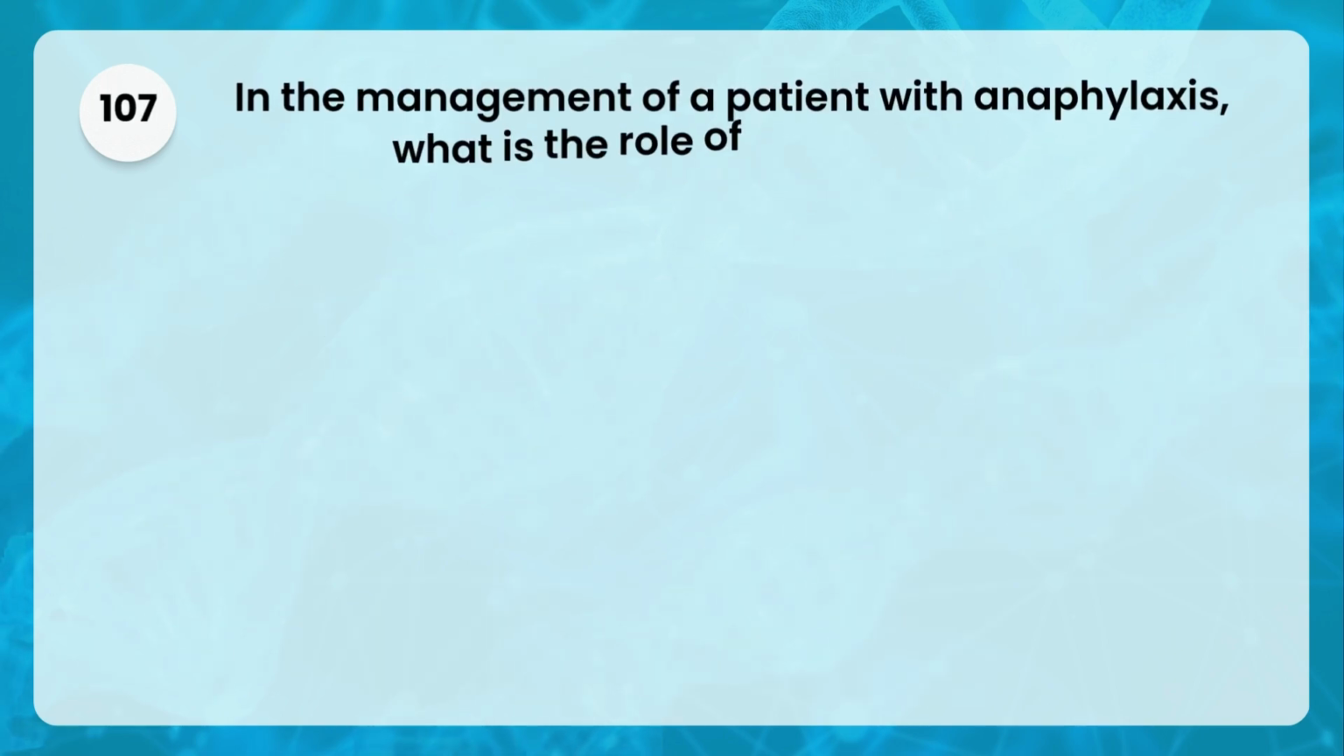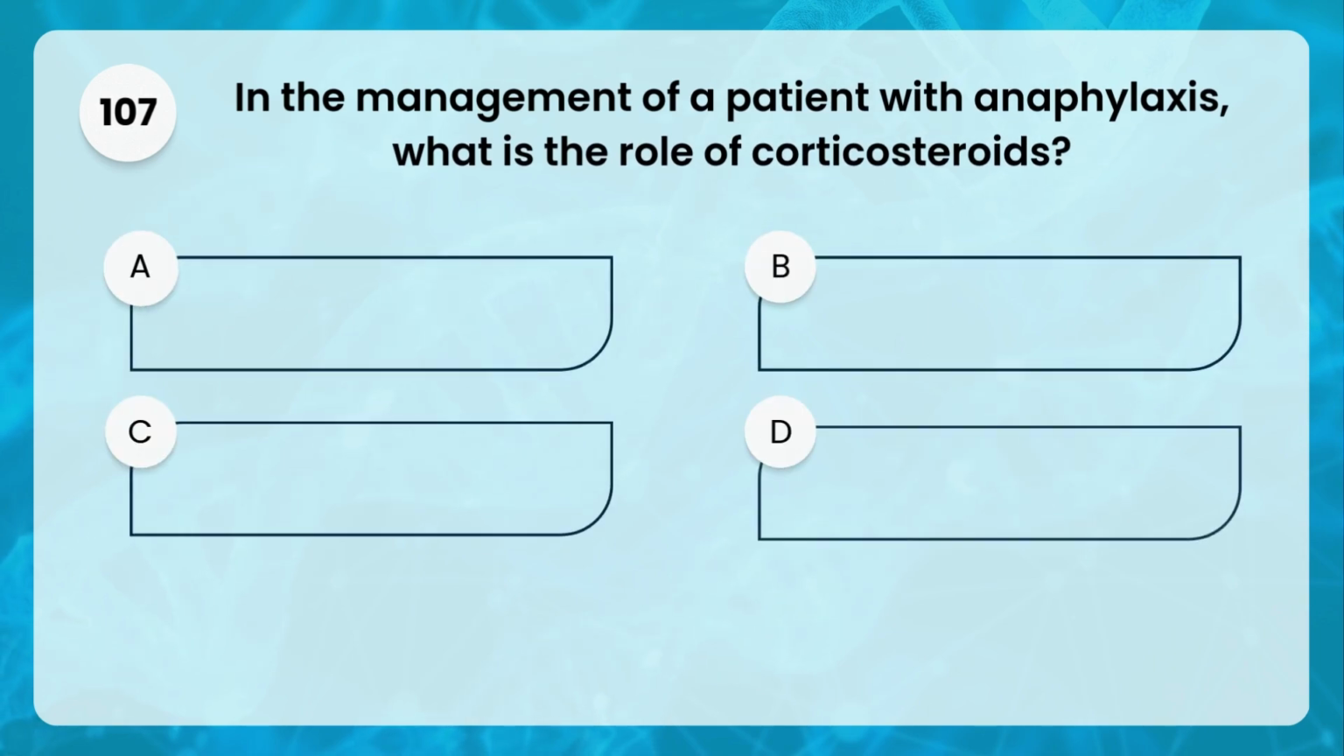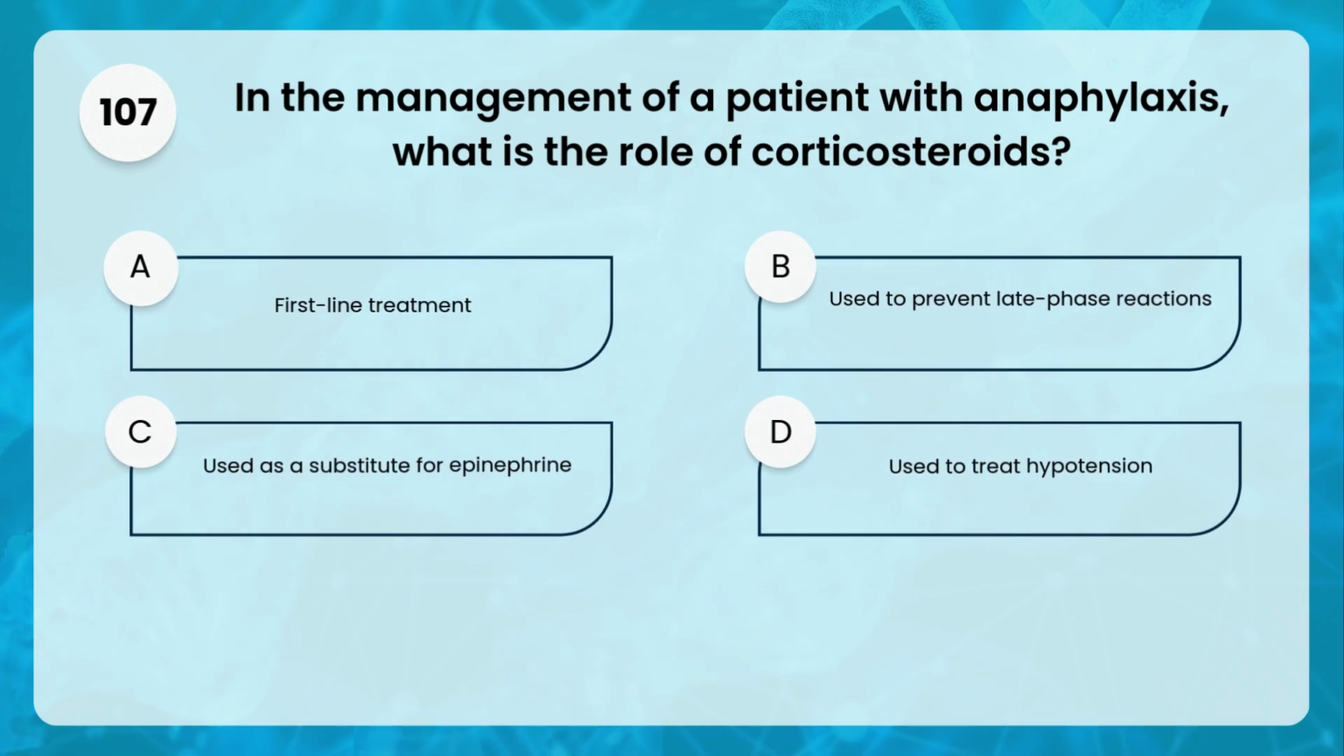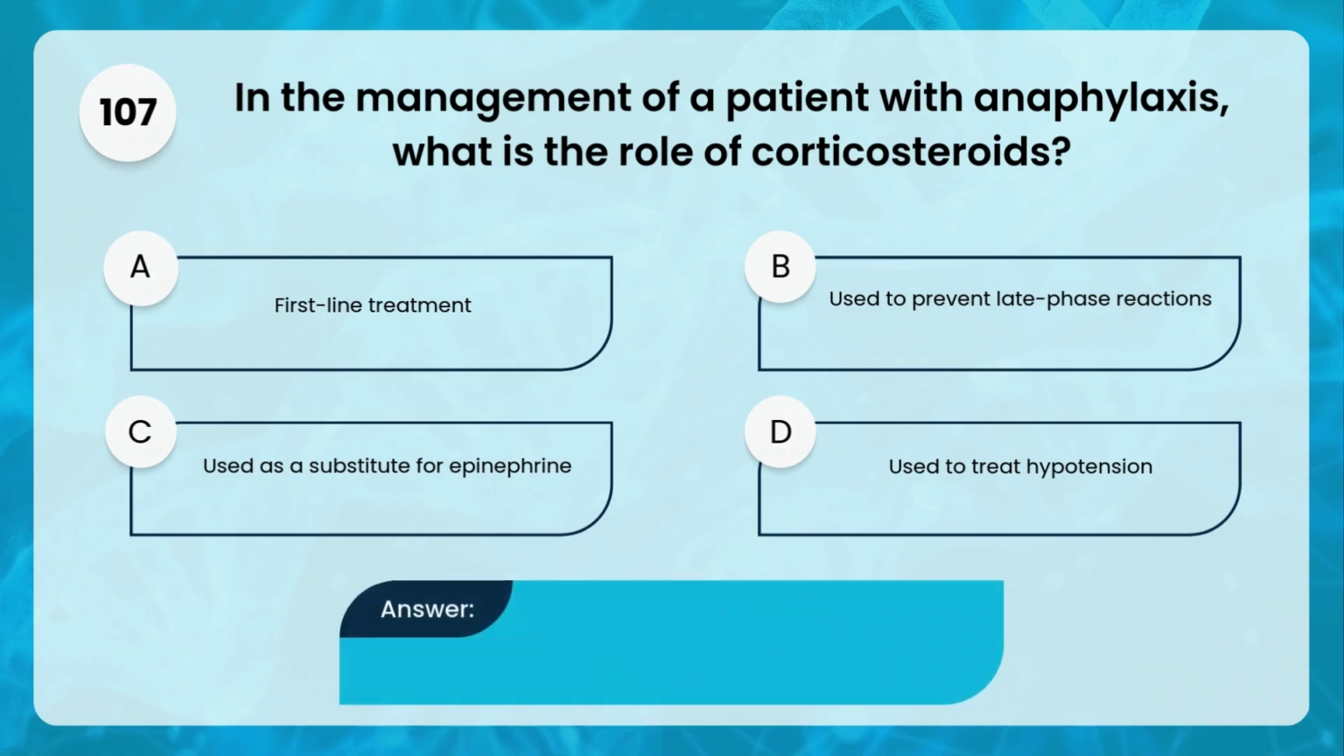107. In the management of a patient with anaphylaxis, what is the role of corticosteroids? A. First-line treatment. B. Used to prevent late-phase reactions. C. Used as a substitute for epinephrine. Or D. Used to treat hypotension. The answer is B. Used to prevent late-phase reactions.